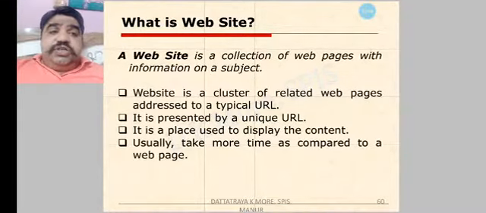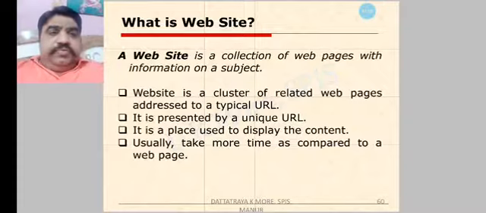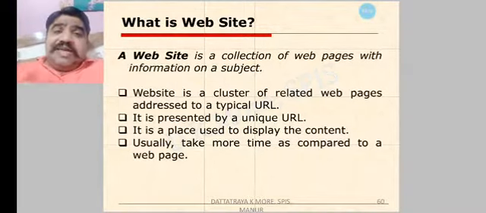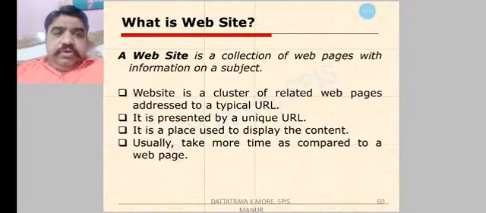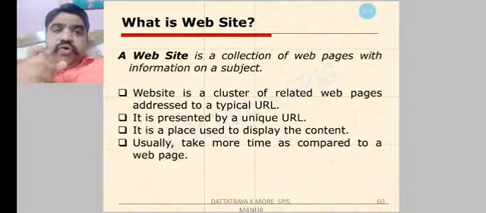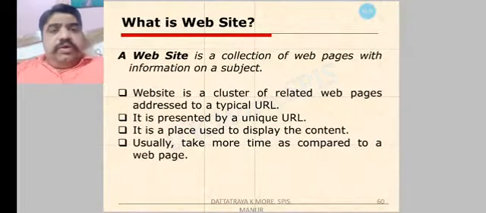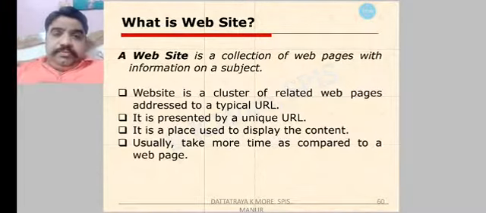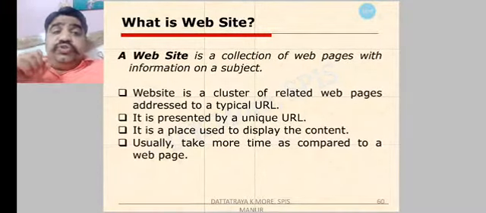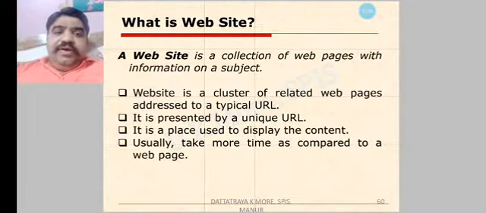A website is a cluster of related web pages addressed to a typical URL. All these web pages are combined and linked together to form a big bundle, which is called a website, having one URL, uniform resource locator, meaning one website address. It is presented by a unique URL. It is a place used to display the content.